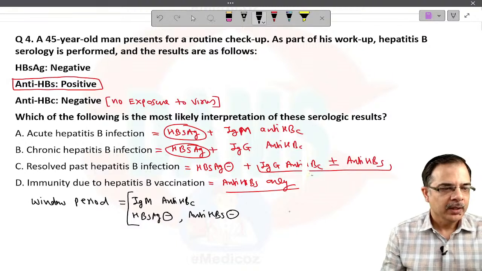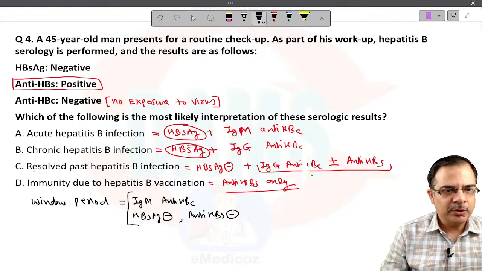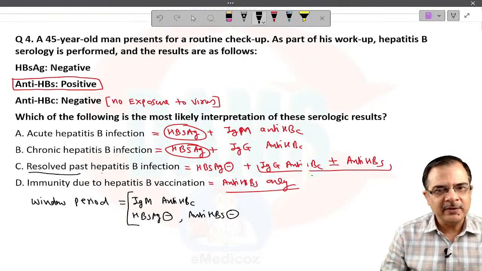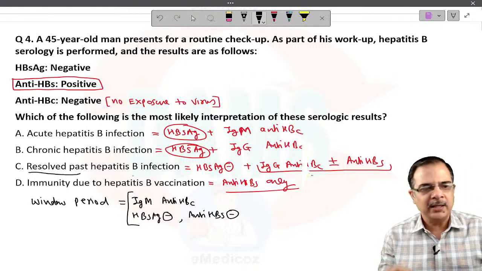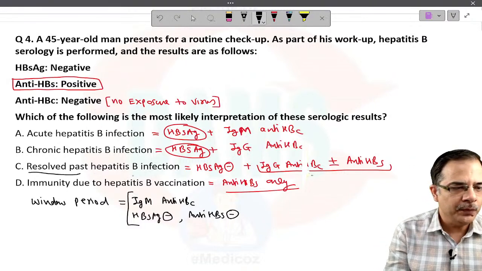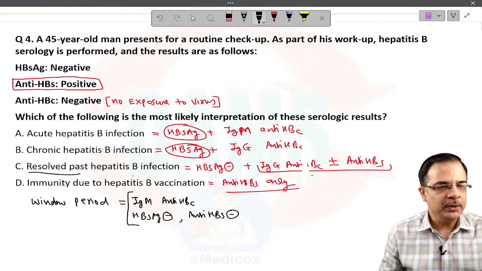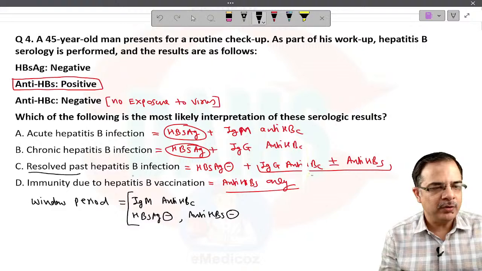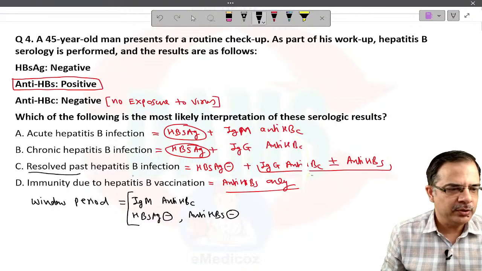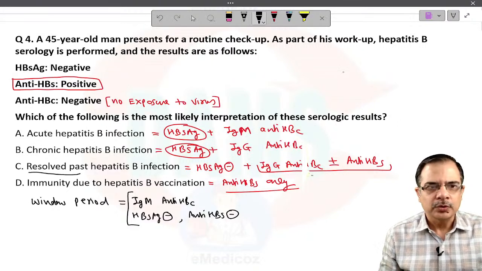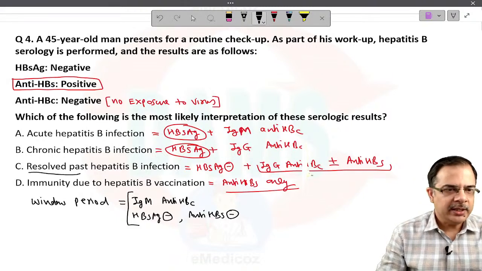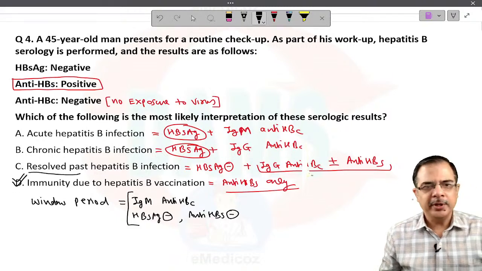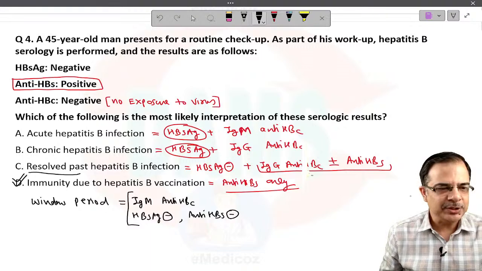Recovery phase. So resolved infection is recovery phase. Recovered infection is resolved past hepatitis B infection only. Anti-HBc negative, specific for. So question is not clear. So the correct answer here will be D option, immunity due to hepatitis B vaccination.